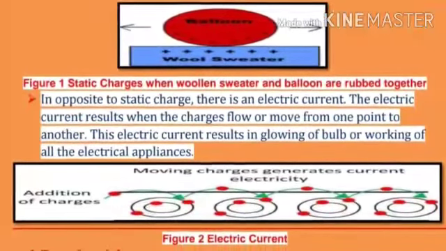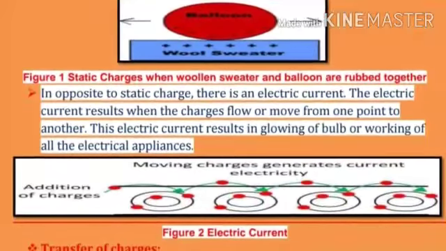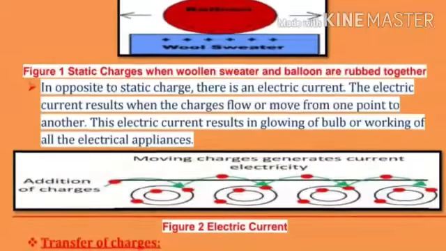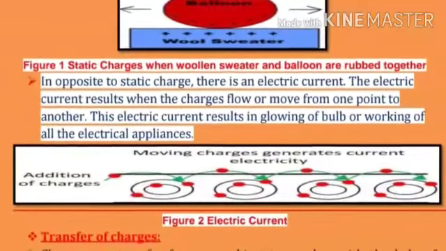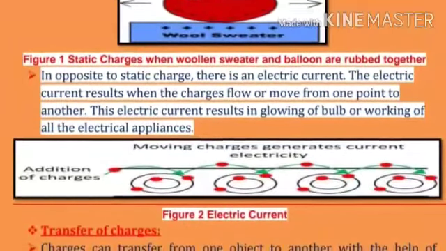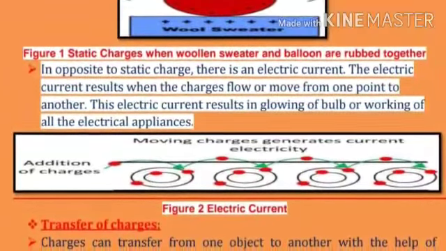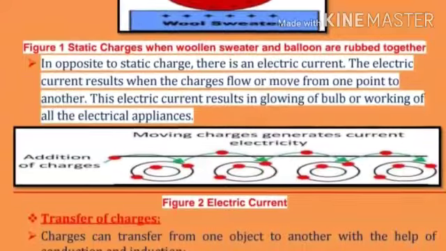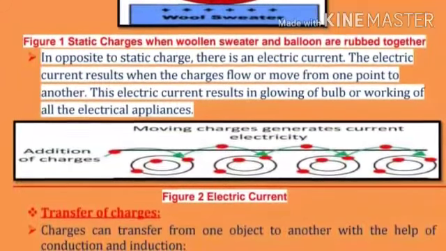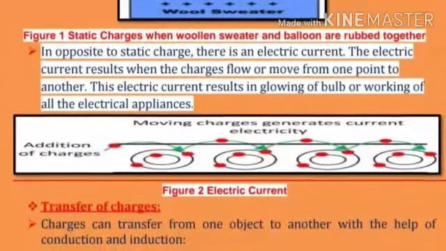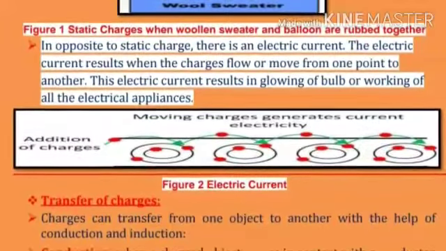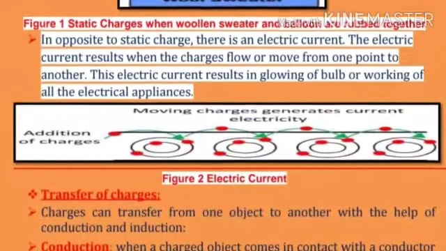In contrast to a static charge, there is an electric current. The electric current results when the charges flow or move from one point to another. This electric current results in the glowing of a bulb or the working of all electrical appliances. Transfer of charges.